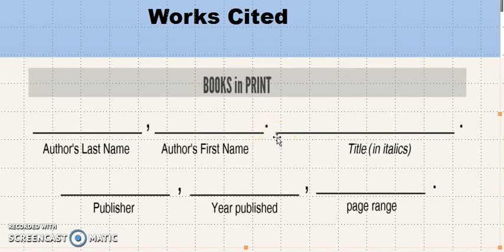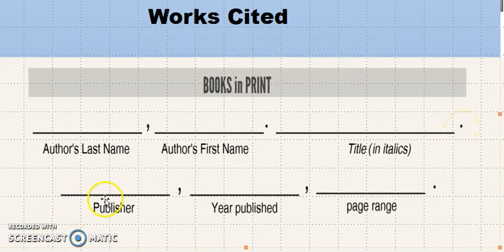Now suppose the title of the book is David Copperfield. You must never forget to italicize the title. And the important words in the title should begin with a capital letter. So in David Copperfield, D should begin with a capital letter and C should begin with a capital letter. After you write the title, you put a full stop here.